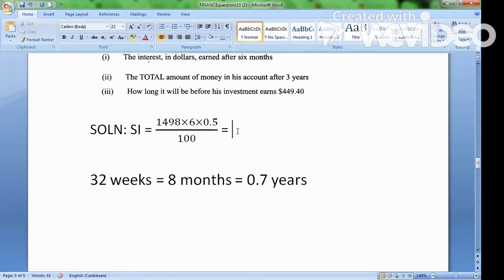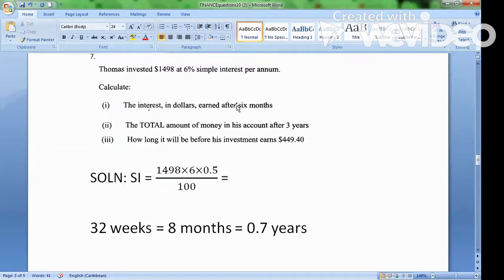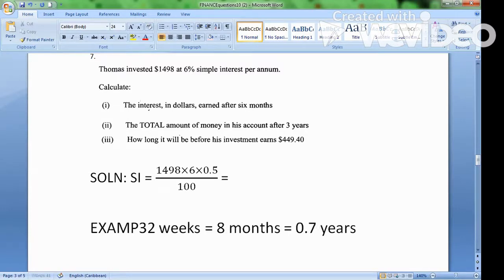Yes, the 32 weeks equals 8 months is the second part of the question. No, something just popped in my head a while ago, and I was saying to myself, what if they didn't give you this in months? What if they give you this in weeks? So this has nothing to do with the question that we're doing here.